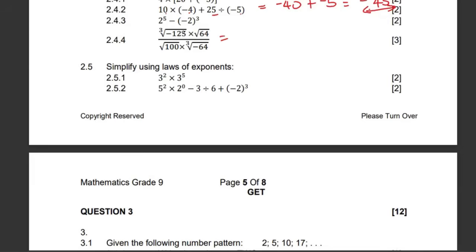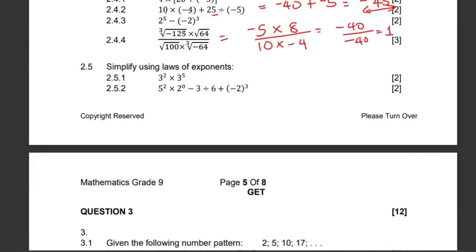If we have the cube root of negative 125, that's going to be negative 5, times the square root of 64 is 8, over the square root of 100 is 10, times the cube root of negative 64, which is a negative 4. By the top, we're going to have a negative 40 over negative 40. Then we get 1 as our answer.